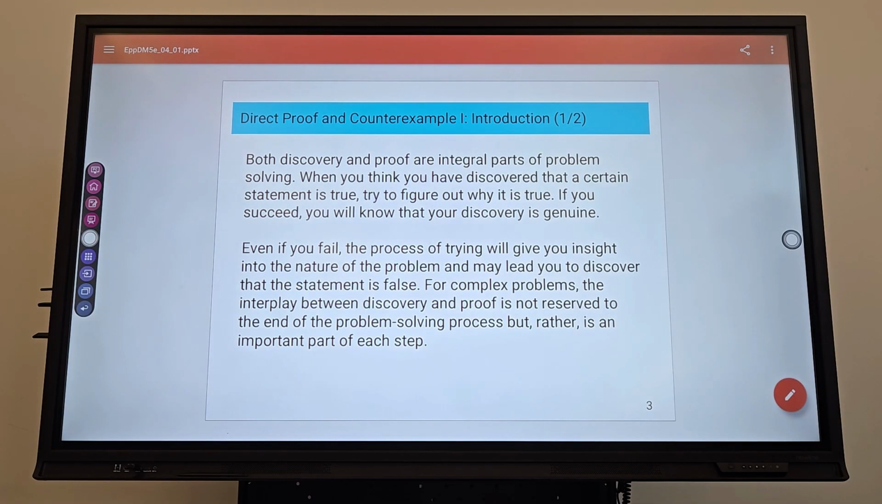Both discovery and proof are integral parts of problem solving. When you think you have discovered that a certain statement is true, try to figure out why it is true. If you succeed, you will know that your discovery is genuine. Even if you fail, the process of trying will give you insight into the nature of the problem and may lead you to discover that the statement is false. For complex problems, the interplay between discovery and proof is not reserved to the end of the problem-solving process, but rather is an important part of each step.